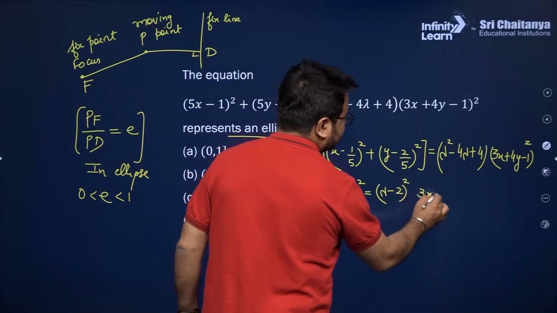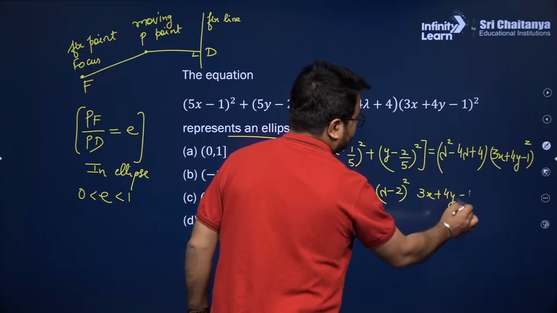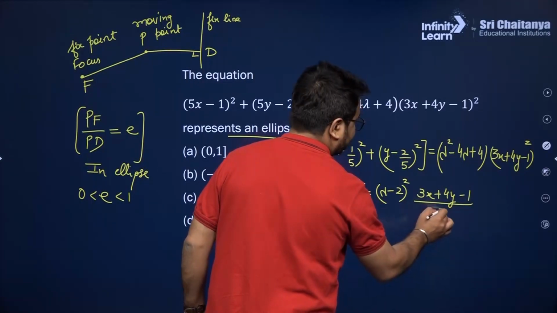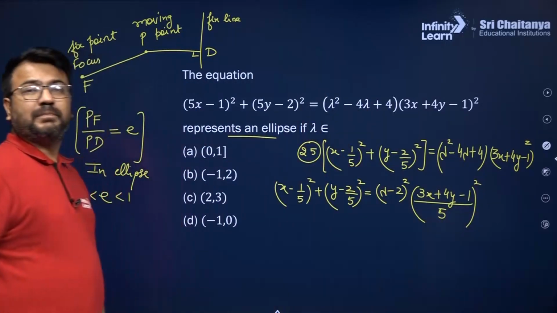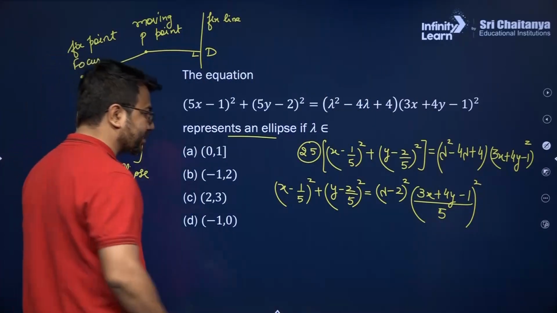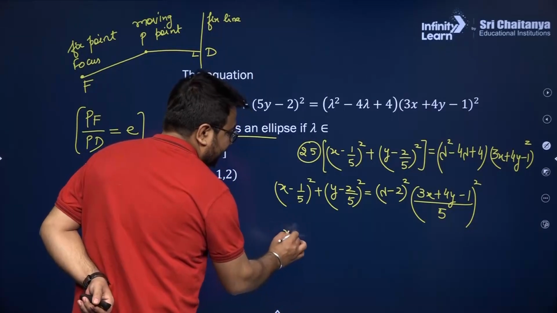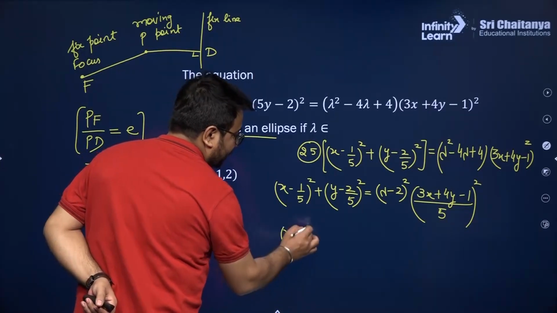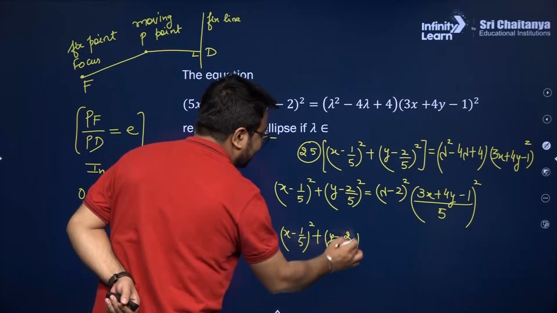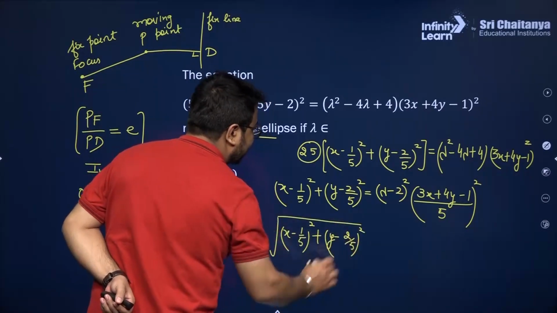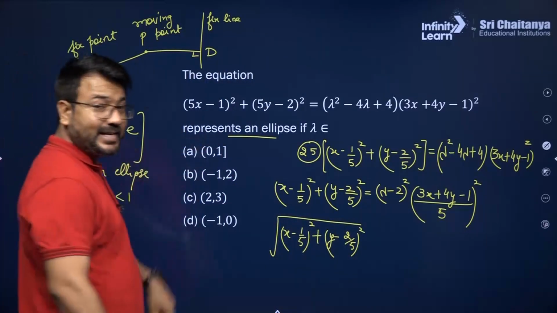It will be 3x, then 4y, then minus 1 whole divided by 5 with a whole square. I hope this is also clear to you. So basically, if I try to take the square root on both sides, it will be (x minus 1 upon 5) whole square, then (y minus 2 upon 5) whole square. Why am I taking the square root? Just to convert into the form of PF equals e times.